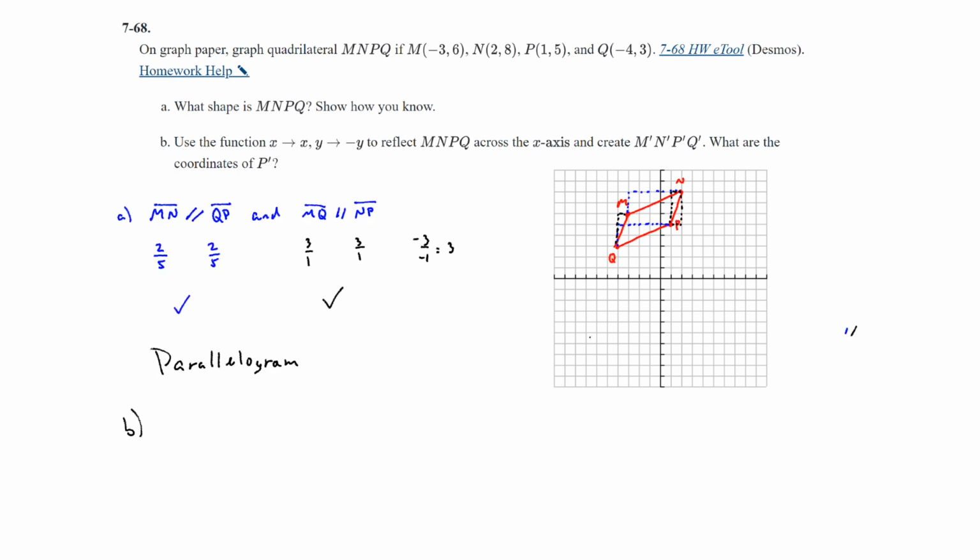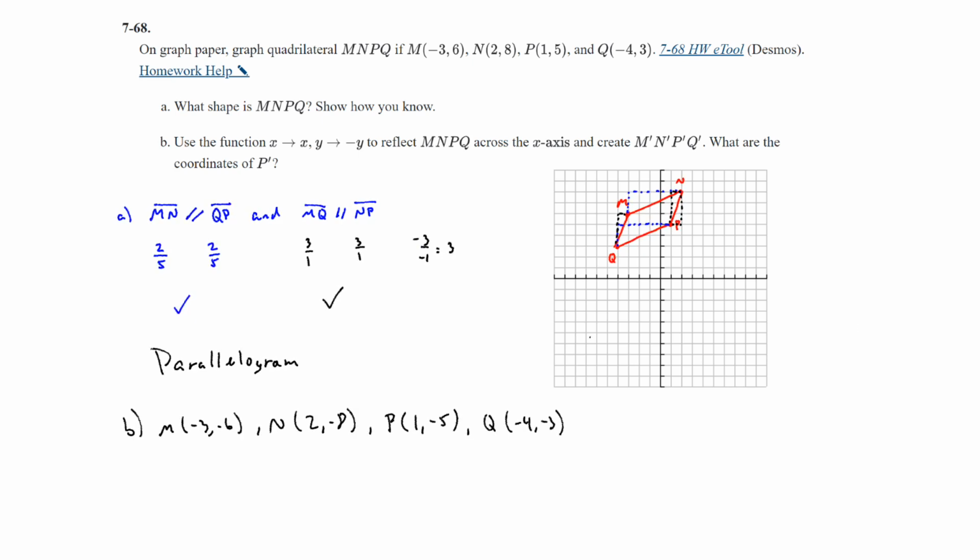Part B. Use the function x maps to x, y maps to negative y, to reflect MNPQ across the x-axis and create your new quadrilateral or parallelogram M prime, N prime, P prime, Q prime. What are the coordinates of P prime?